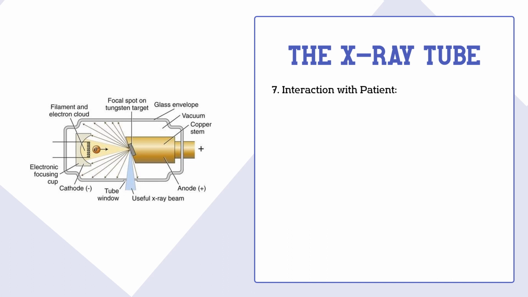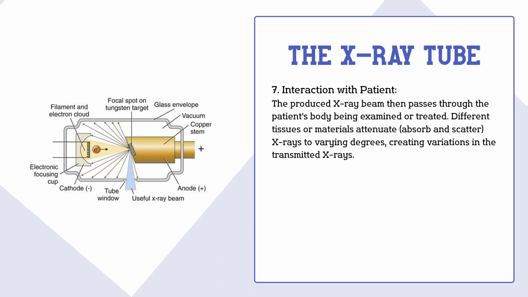The produced X-ray beam then passes through the patient's body being examined or treated. Different tissues or materials attenuate, via absorbing and scattering, X-rays to varying degrees, creating variations in the transmitted X-rays. The photon and electron interactions with matter will be discussed in more detail in a different lecture.